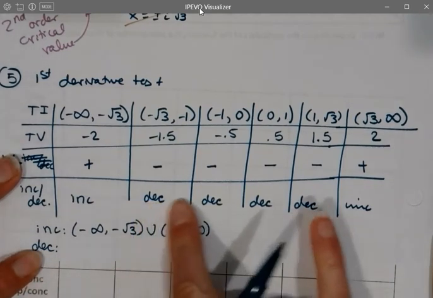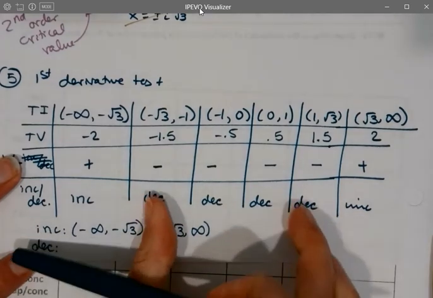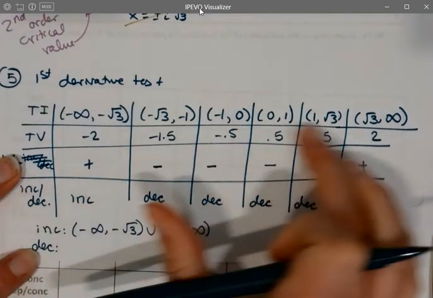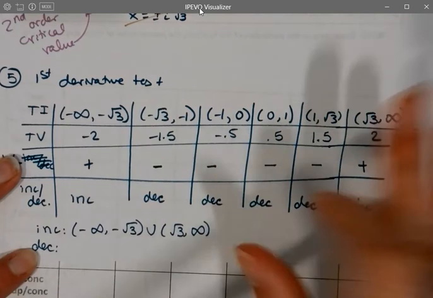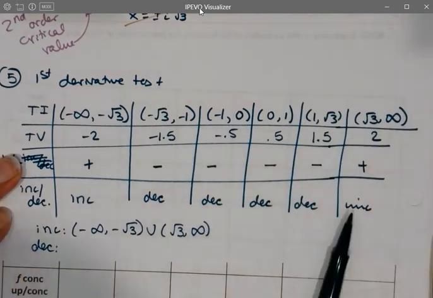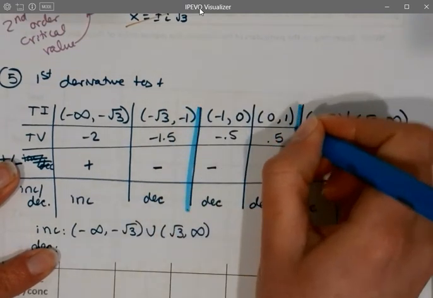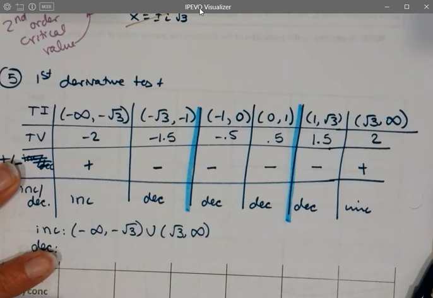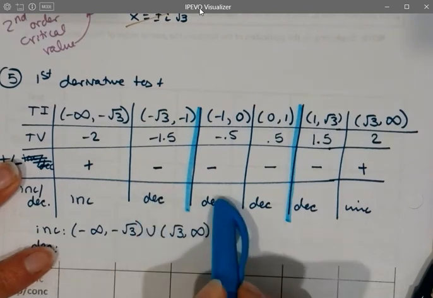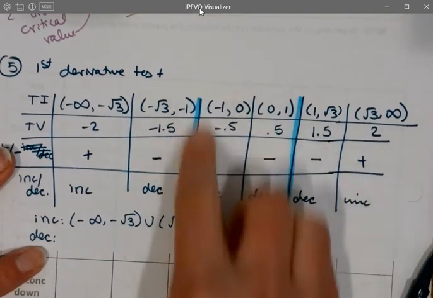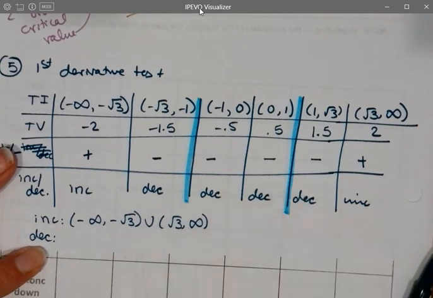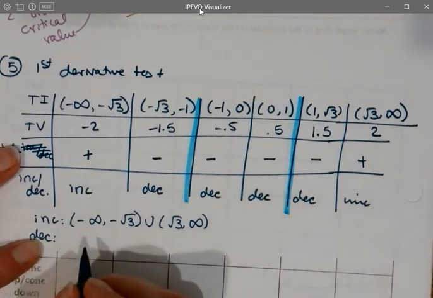Now, these are all decreasing, but I can't just condense them and say I'm decreasing between negative square root of 3 and positive square root of 3 because I have some undefined values right here. So if we remember, the original function was undefined at negative 1 and 1, so those have to continue to be breaks. So I'm going to actually have 3 separate intervals here for decreasing around those places where the function was undefined.